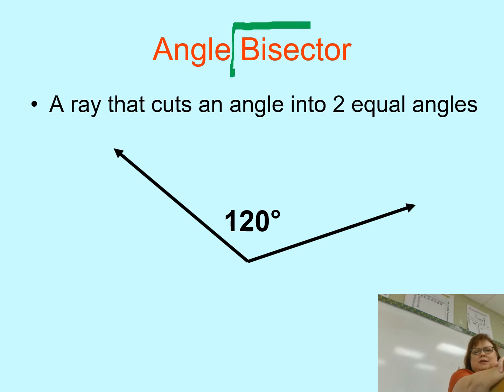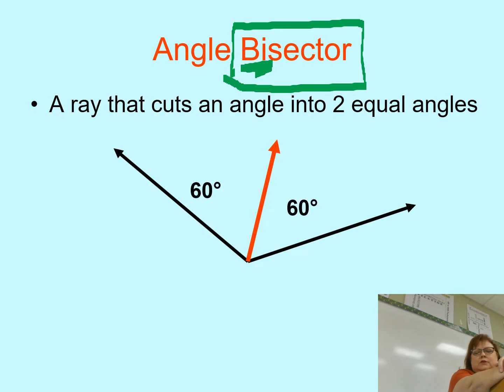Alright, angle bisector. When you bisect something, remember in the last chapter, what does it mean? Cut it into two equal pieces. So if you got 120, what's going to happen? It's going to get cut in half. 60 and 60.